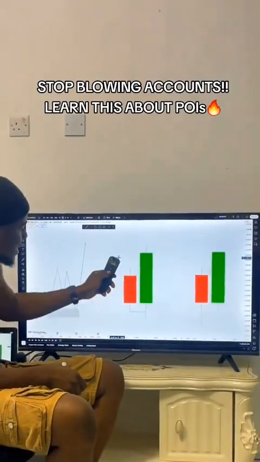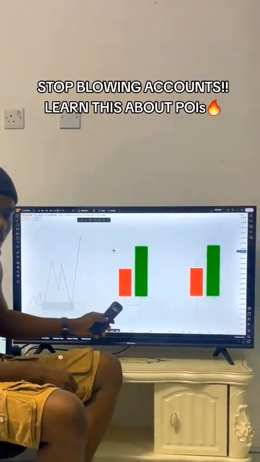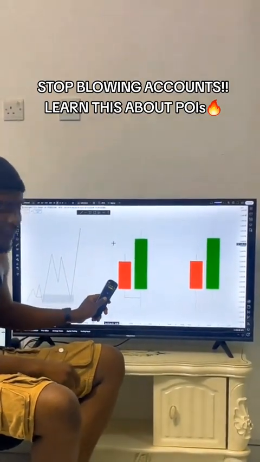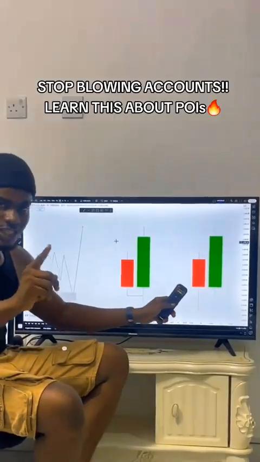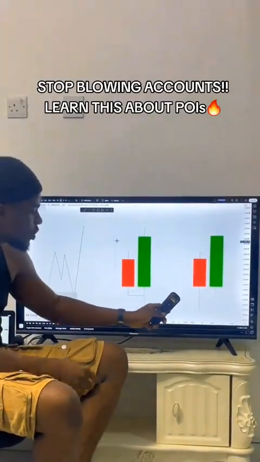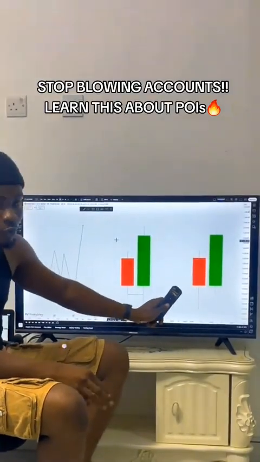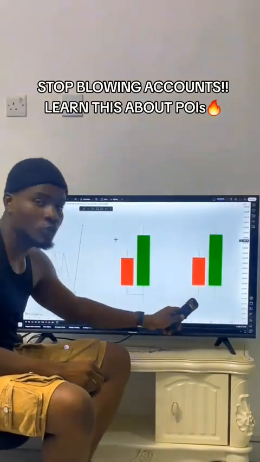So you're going to notice that whenever you have this kind of point of interest that has swept liquidity, most of the time this kind of order block will hold. So the reason why your order block keeps failing is most likely because you keep trading the ones that have no stable liquidity. I'm not saying this one will not hold, but most of the time this kind of order block will not hold.